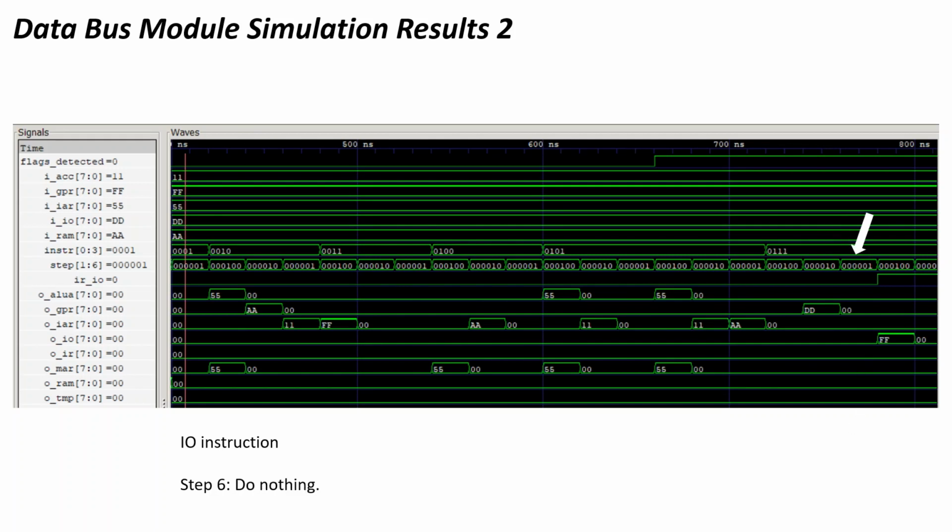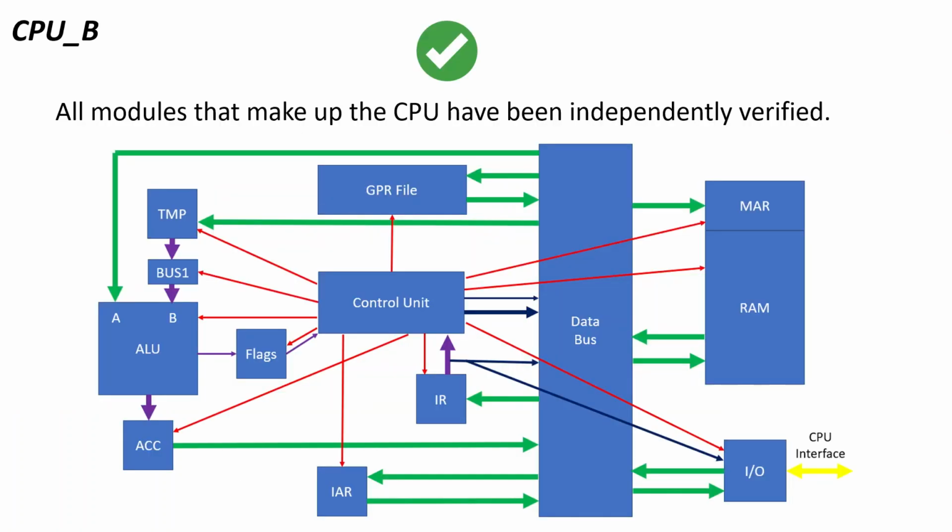And now nothing in step 6, and then the IO operation for output only has a step 4 and no step 5 and 6. But we're doing the opposite. We're going from a GPR and we're outputting it to the IO, so the value of FF shows up at IO. And at this point now, all of the modules have been independently verified.